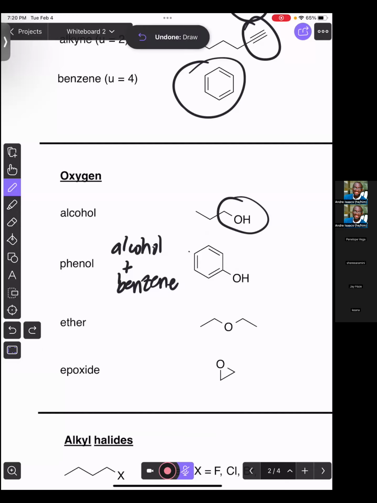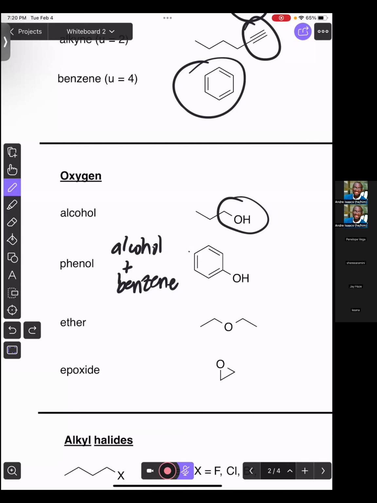All right. And next is an ether. Ether is an oxygen in between 2 carbons. And we drew that before. I mentioned that in the last lecture. So this is an ether. If you see an oxygen in between 2 carbons, it's an ether.